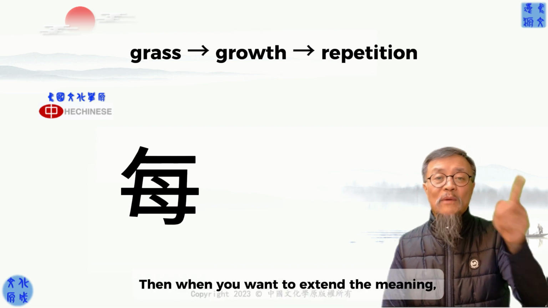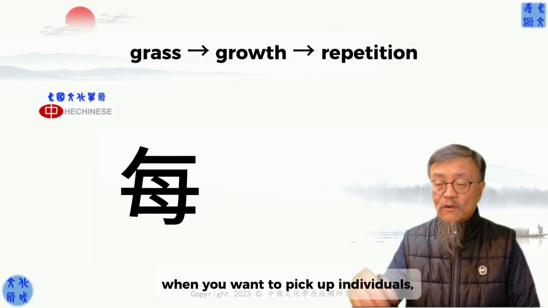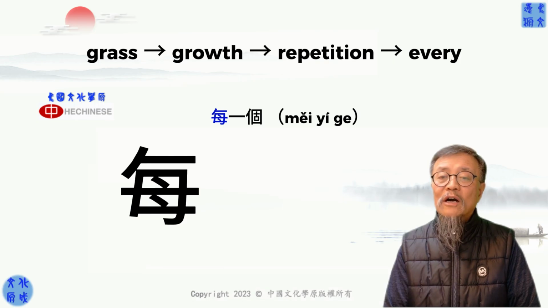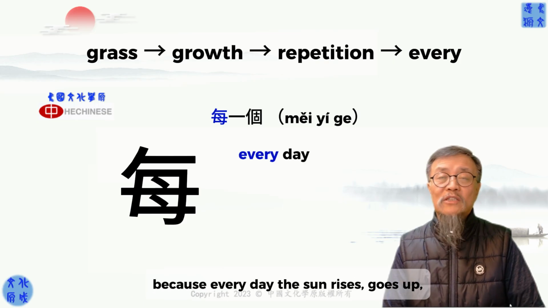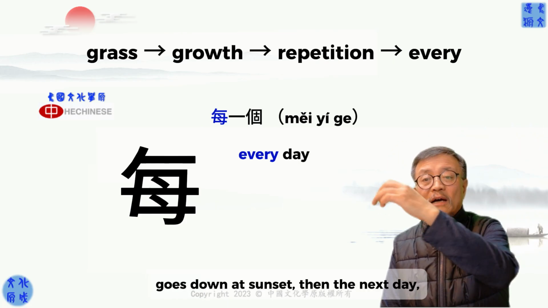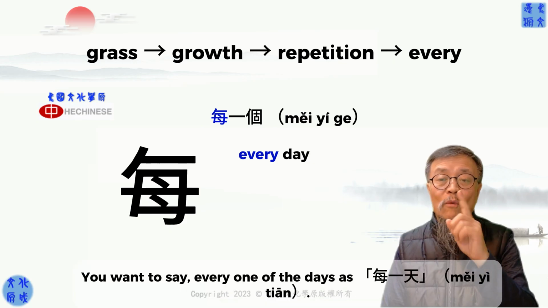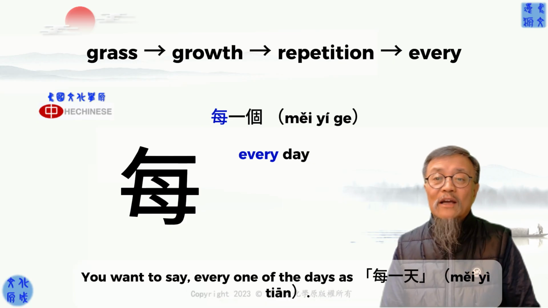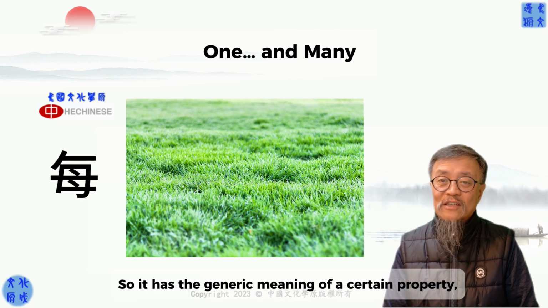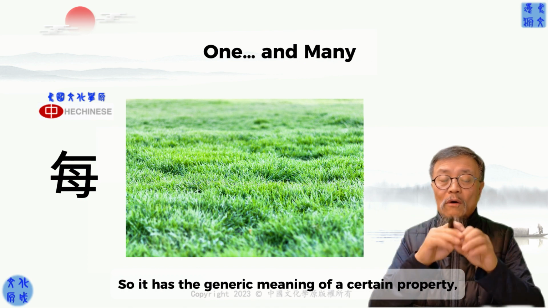Then the meaning was extended. When you want to pick up an individual, usually you say 每一个. Every day is the same day, because every day there is sunrise, going up, going down, and sunset. The next day, the same day again. You want to say every one of the days as 每一天. So it has a generic meaning of a certain property.